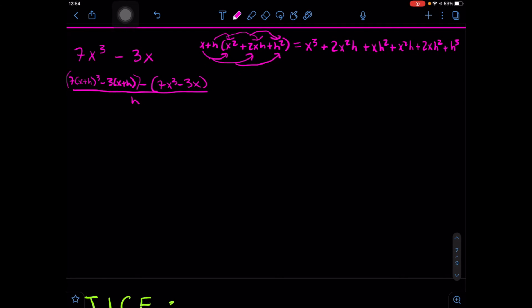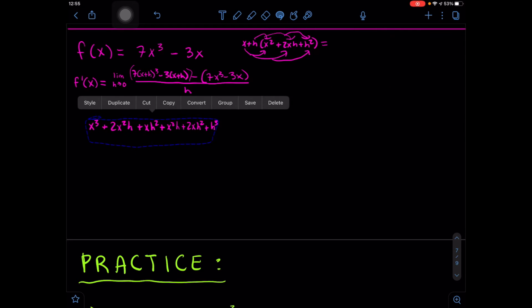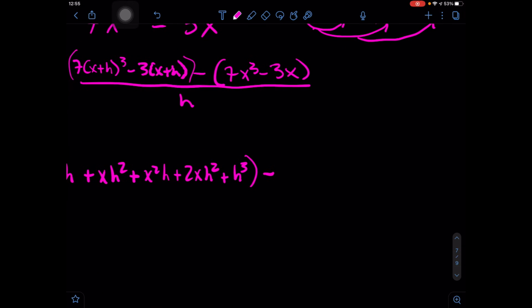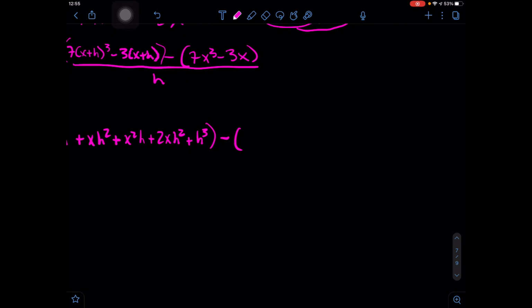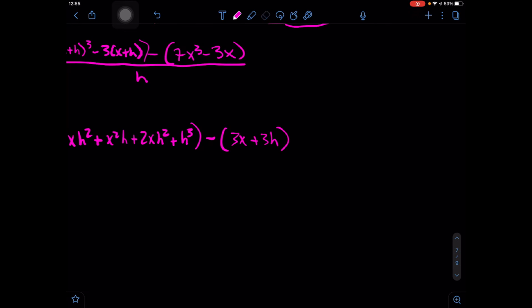Then we're going to put all of this and multiply it by 7. So essentially we'll take this, bring it down here. We still have to multiply this by 7. And then of course we still have the minus 3 times (x plus h), which we can just quickly multiply out in our heads. So that would be minus 3x plus 3h, which if we distribute the negative sign is going to become minus 3x minus 3h.